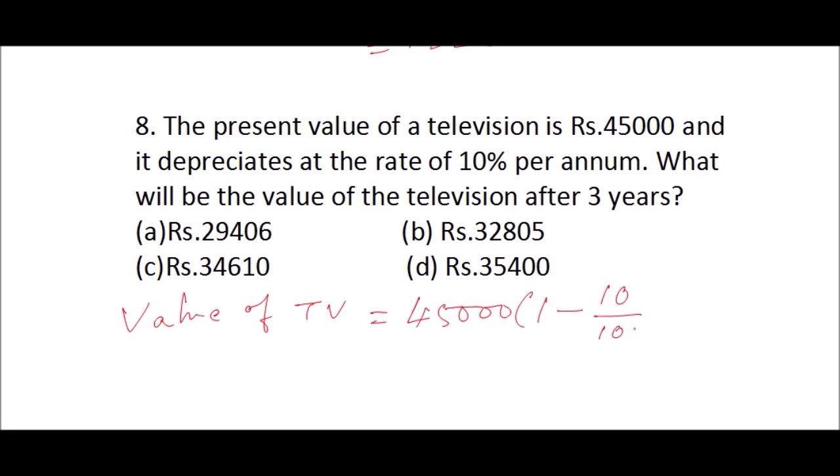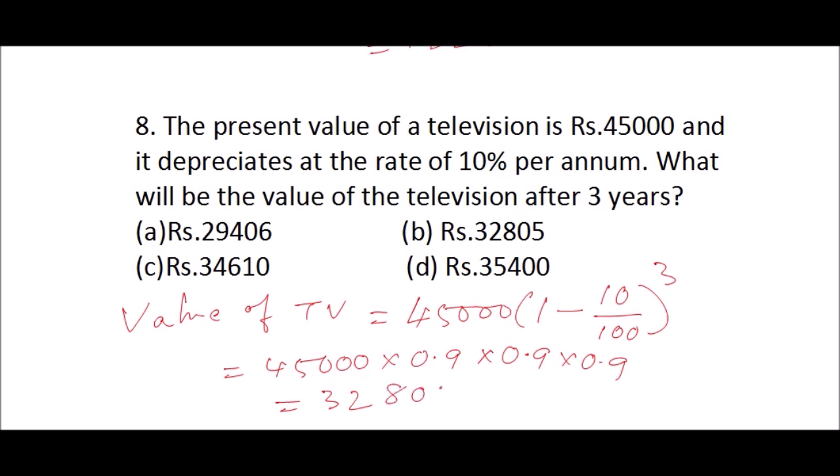Now that is over 100, and after 3 years you are finding, therefore the power 3. If you simplify it, 45,000 multiplied by 0.9, 0.9 and 0.9, and therefore when you multiply, you will get 32,805. Therefore your option B is the correct option.